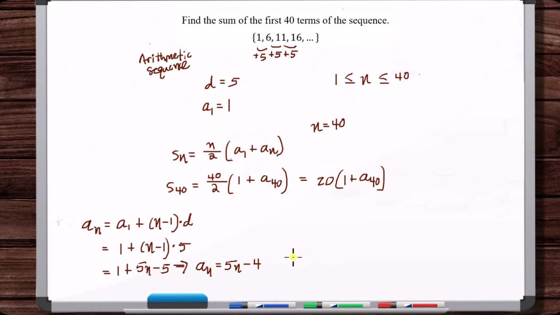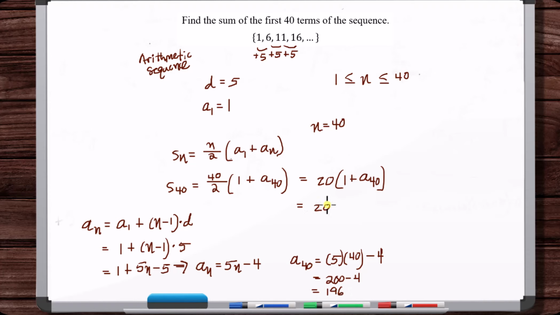So what is a sub 40? It's 5 times 40 minus 4, right? So 5 times 40 is 200, and this would be 196. That's a sub 40.